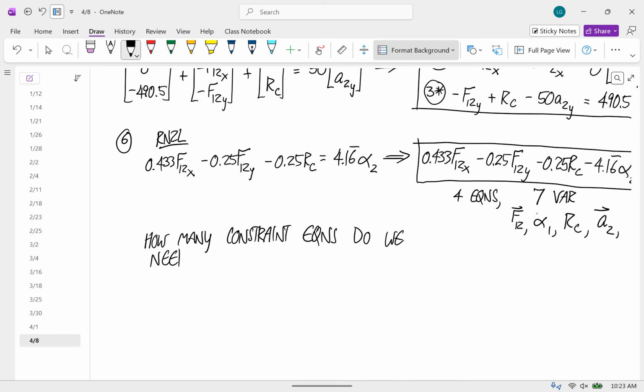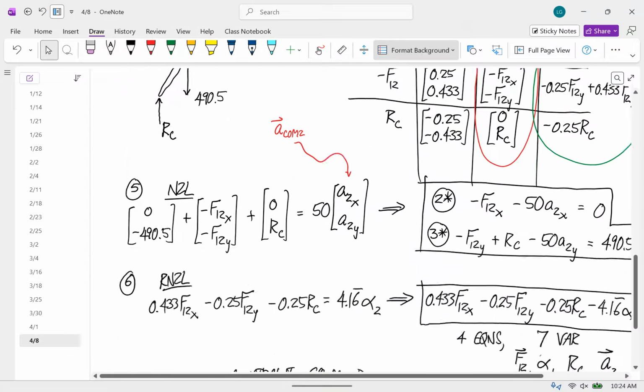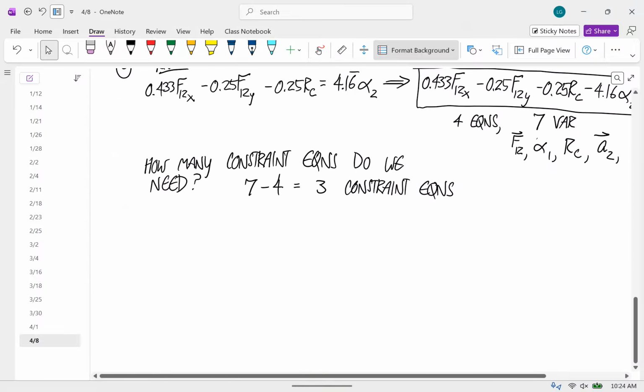So 7 minus 4 equals 3 constraint equations. And where are they going to come from? So let's think now about what they will be.